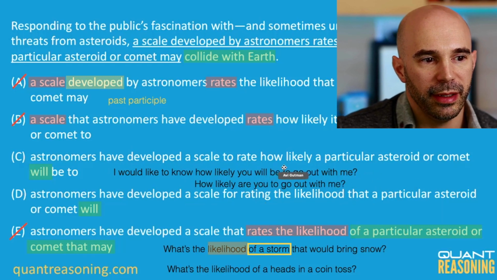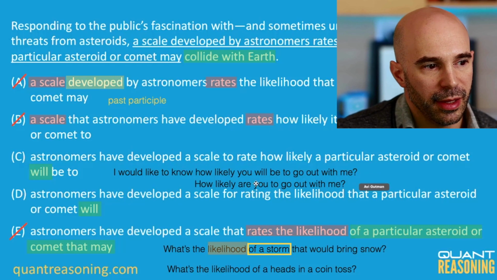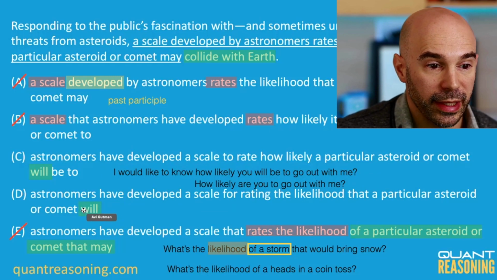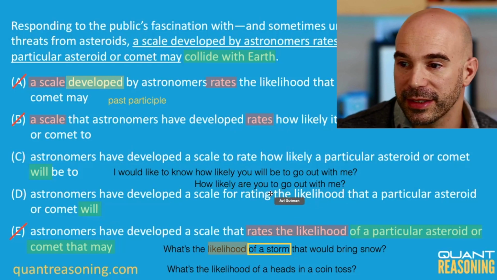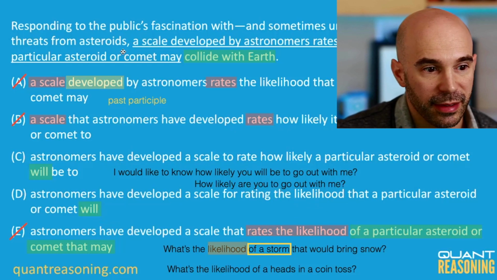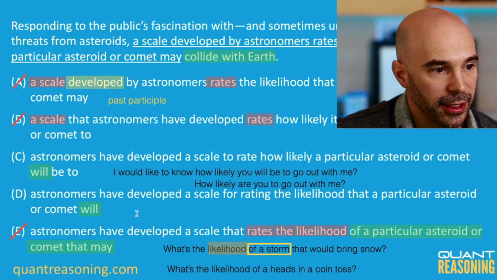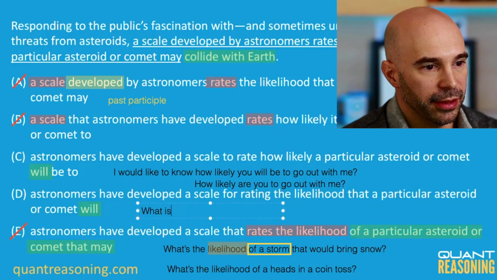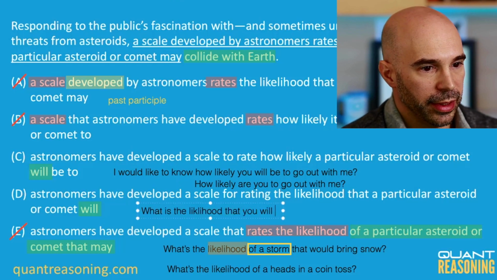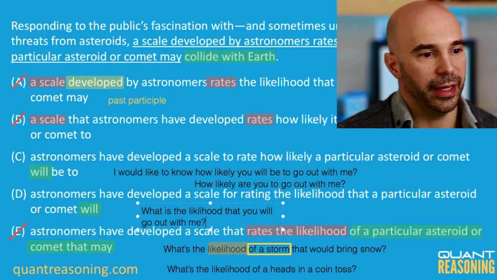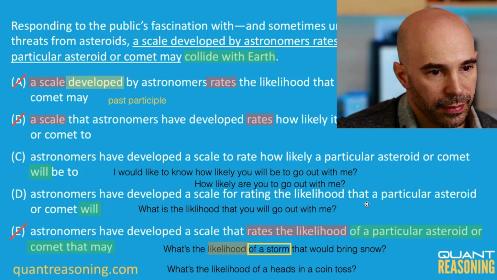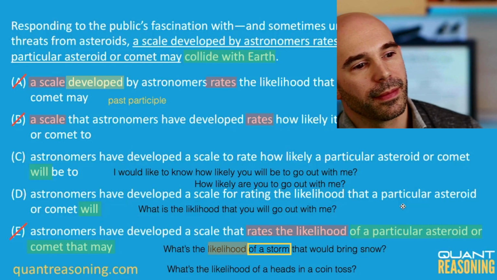The "will be" is completely wrong. Now again, D also has "will," but it changed something else that makes it okay. Let's build an analogy to answer choice D. What is the likelihood that you will go out with me? That's okay. But isn't this also next year, tomorrow, next week?